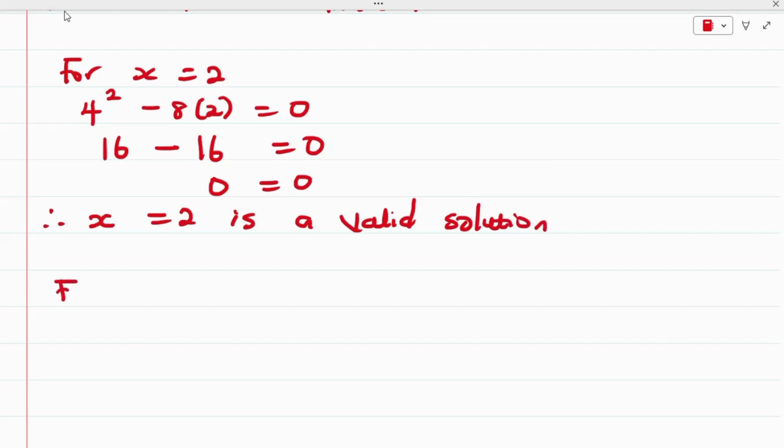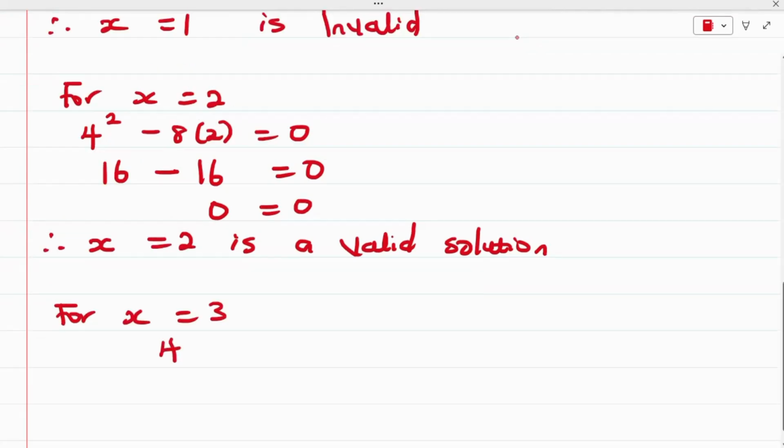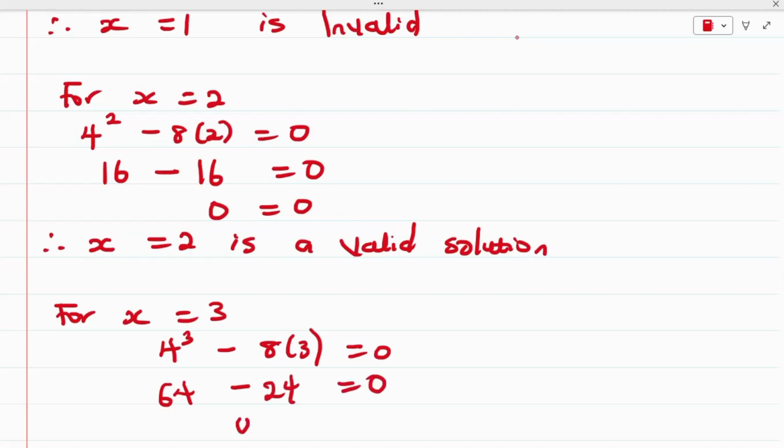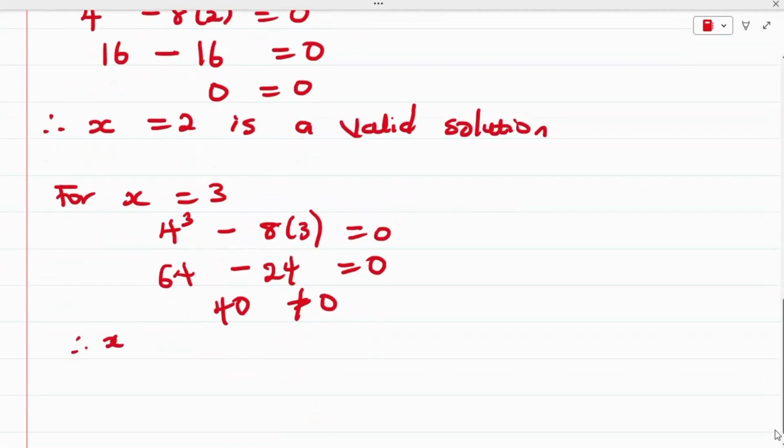Okay, so for x equals 3, let's try this to see if we're going to have another valid solution. We have 4 raised to the power of 3 minus 8 into 3, and 4 raised to the power of 3 is 64, minus 8 multiplied by 3 is going to give us 24. Subtracting this, we have 40, and this is not equal to 0. So therefore, we can say that x equals 3 is invalid.